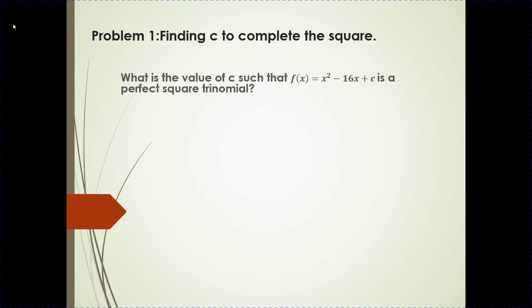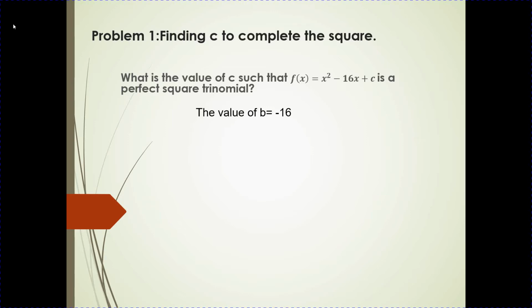So in this function, f of x is equal to x squared minus 16x plus c, the value of b is negative 16. Therefore, you will solve negative 16 over 2 the whole square, which is the value of c. Then simplify the expression. Therefore, the given quadratic expression becomes a perfect square trinomial.